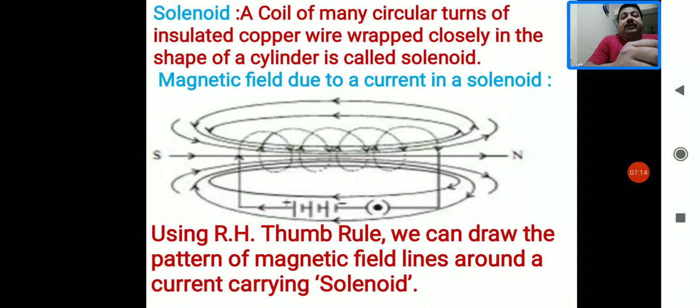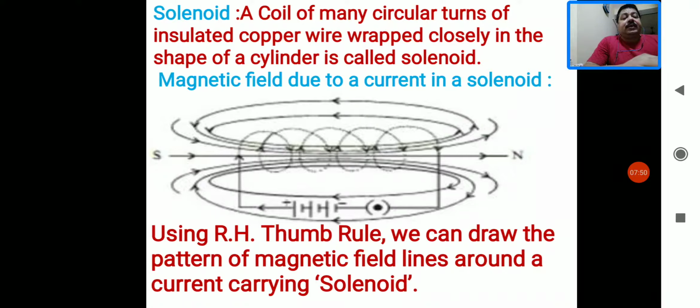You can see here the arrangement to find the magnetic field. That figure is also important for the examination, so you should try to make this figure: magnetic field due to a current in a solenoid. We can use the right hand thumb rule to find the direction, and draw this pattern of magnetic field lines around a current carrying solenoid.